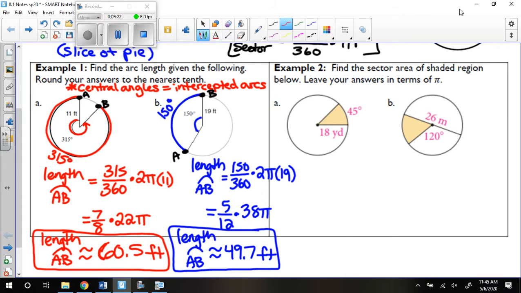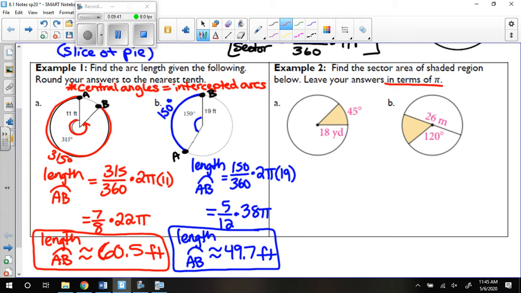Okie dokie. So now in example 2, we're going to find the area of the shaded sector. Like I said, a sector is kind of like a slice of pie, so the yellow part is what we're finding the area of. Notice it does say leave your answers in terms of pi.